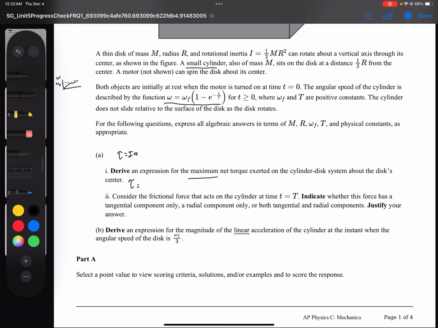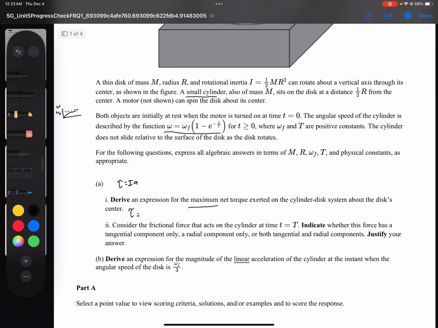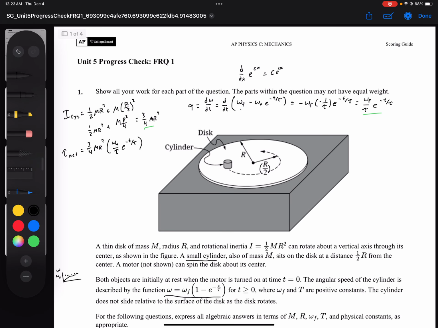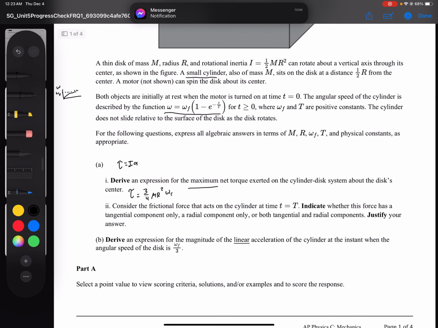So my max torque is going to be 3/4 mr squared times the omega f over capital T.